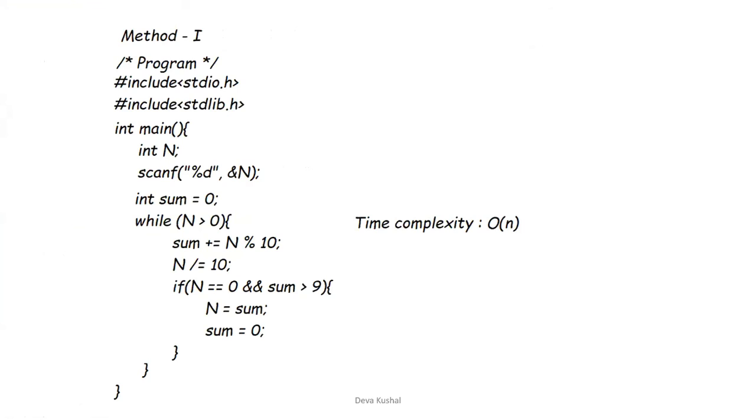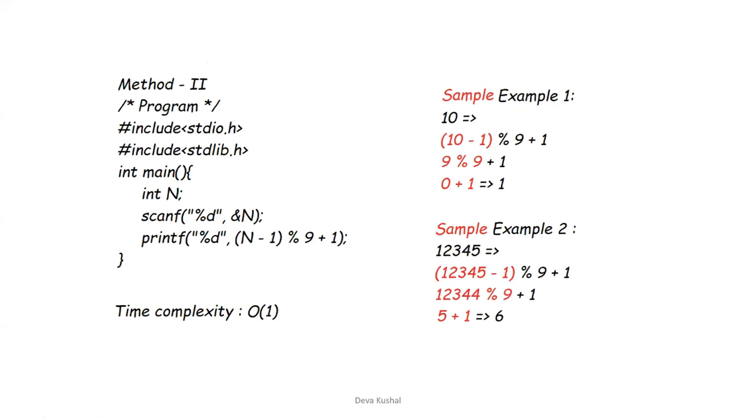How do we solve? You can see the time complexity is big O of n. We are adding the number to number modulus 10, as we have discussed. Number dividing by 10. The number equals 0 and sum is greater than 9. We are initializing the number to sum and making the sum 0. This is the last method, which is the optimized one, as we can see here.